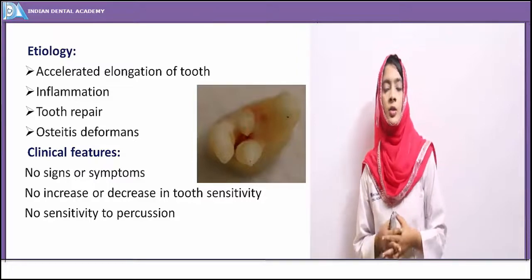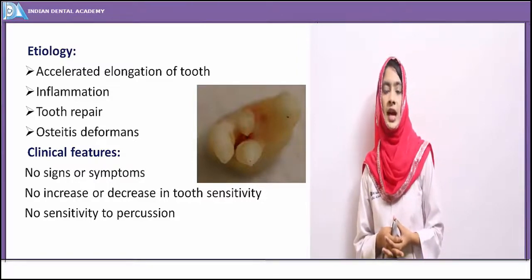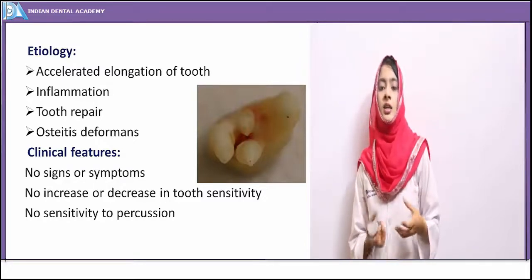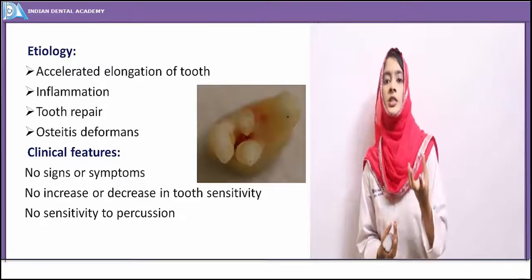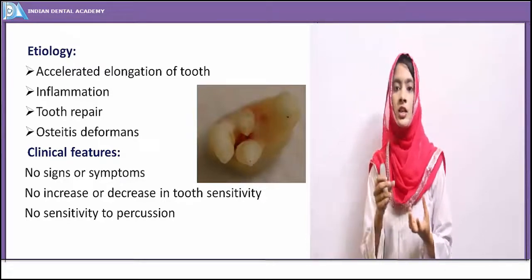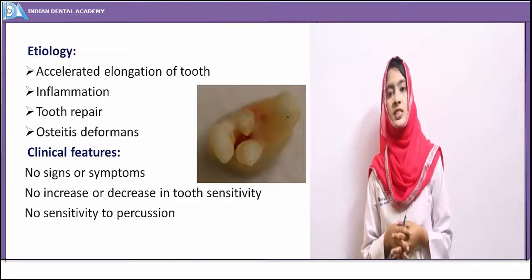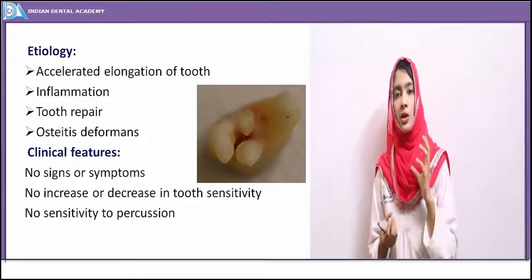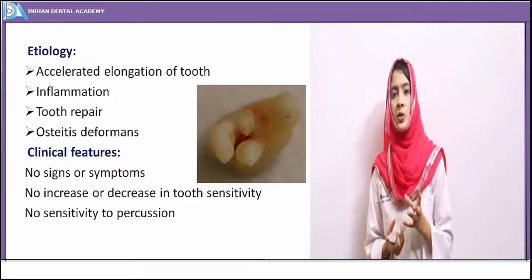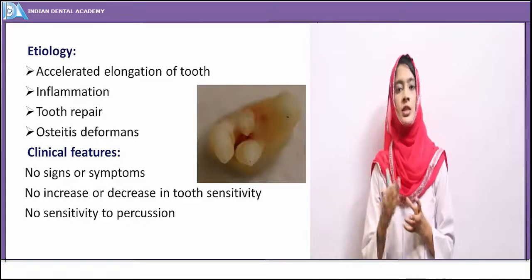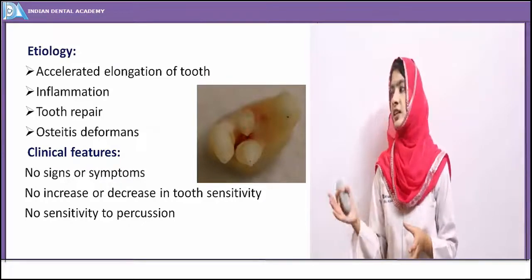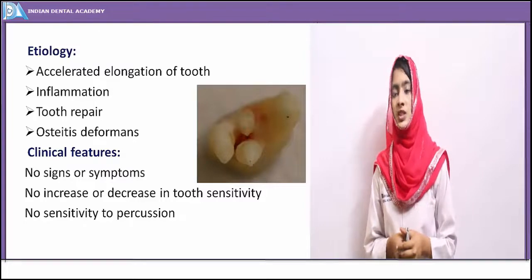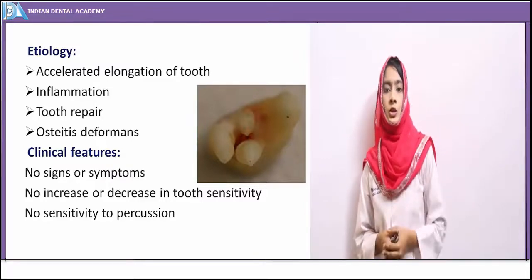One common cause for deposition of cementum may be accelerated elongation of the tooth. Whenever the opposing antagonist is extracted, for example if the upper tooth is extracted, the lower tooth shows elongation or extrusion. As we know, the periodontal ligament surrounds the root surface, and in order to maintain the resiliency of the periodontal ligament, cementum is deposited on the root surface. That's a cause of hypercementosis: extraction of the opposing tooth.